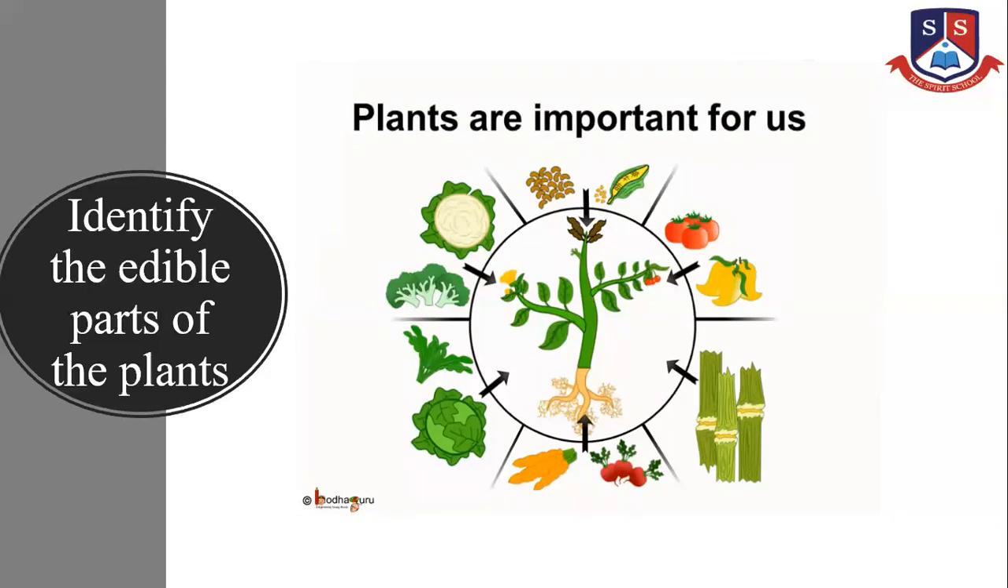So in this video, we learned that we not only eat the fruit and vegetables, but we eat the different parts of the plant like stem, like fruit, like root, like leaves, and like seeds. I hope you noted all the different edible parts of the plant.